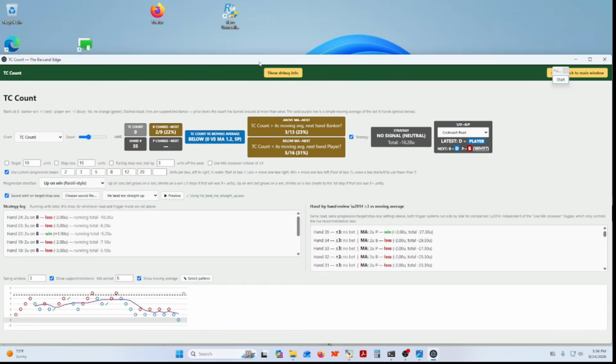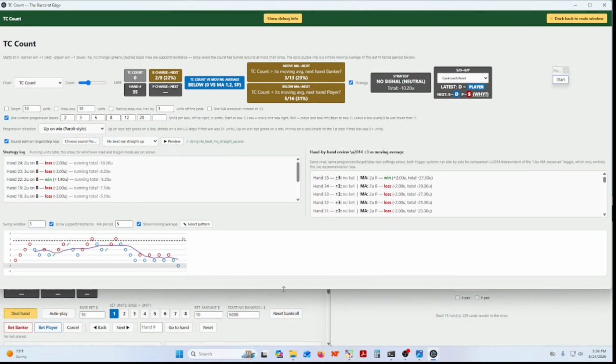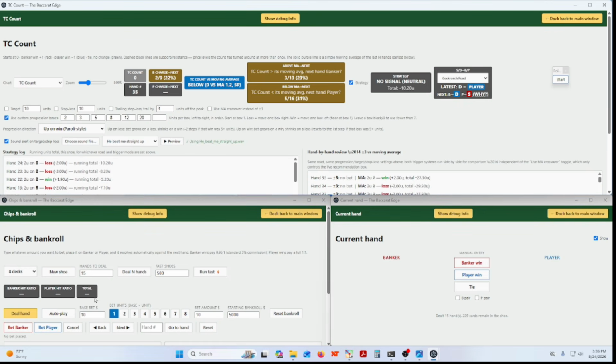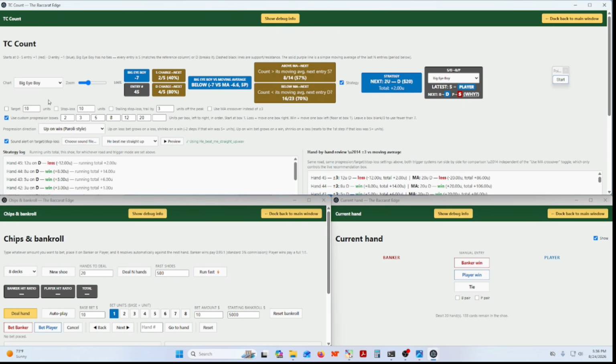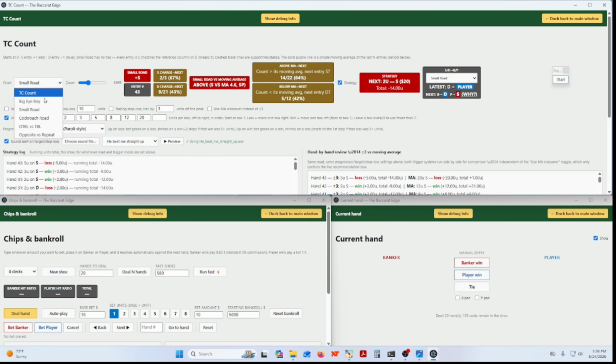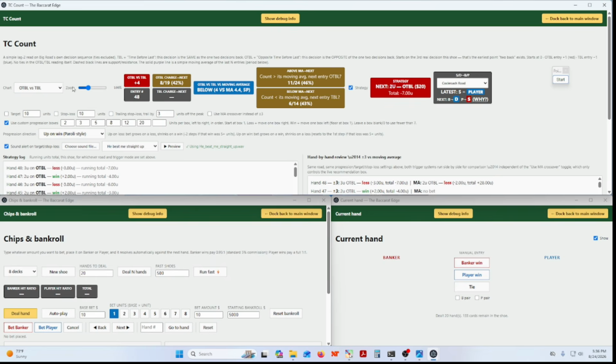Now, let's do something here for a second. Have a little fun. We're at hand, where are we at? Hand 35. Let's deal another 20 hands and see what the result looks like. Deal 20. Okay. Notice the TC count. Notice we're only down 3 units now on that. Big boy is up 2 units. Down 14 on small road. And this is up as you win, by the way.